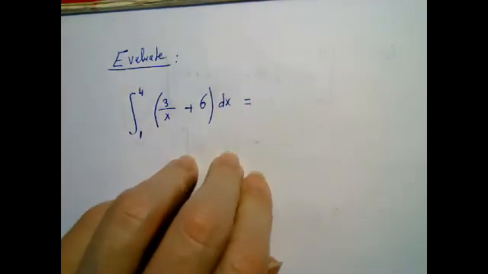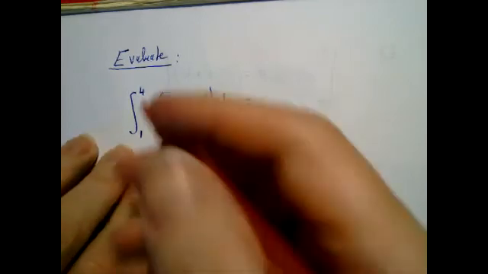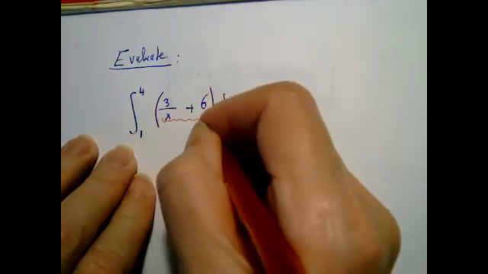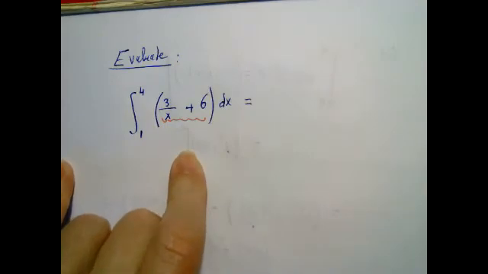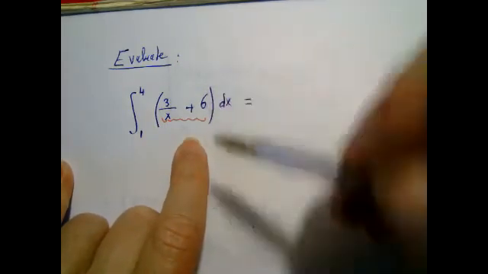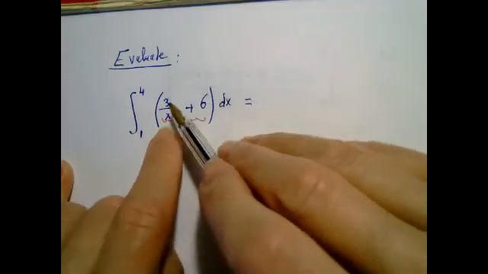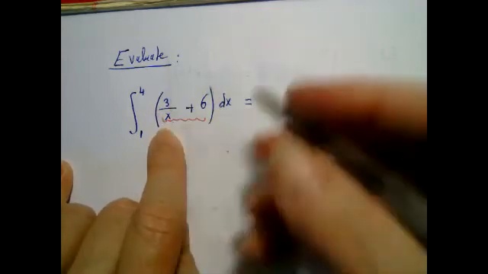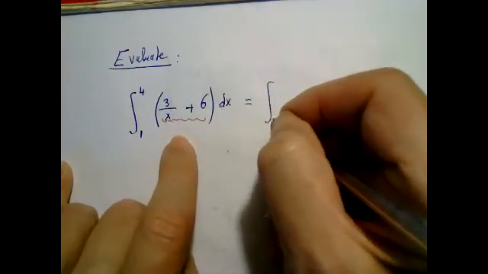As I said, those are drill problems now. So this is equal to what? We need to find the antiderivative of this function. Now the antiderivative of 6 is easy, we know it, it's 6x. The antiderivative of 3 over x, so let's remember how we do that.